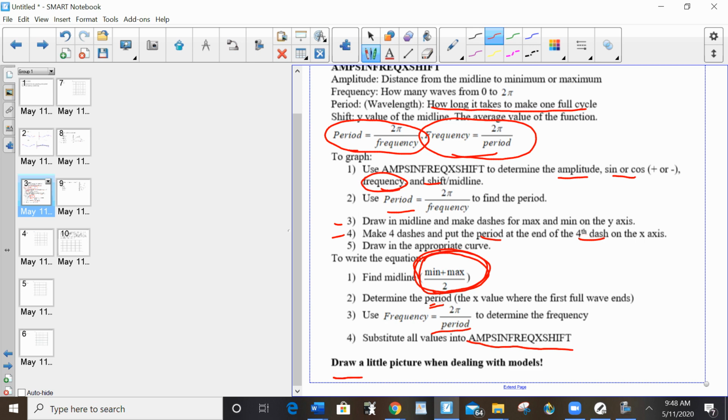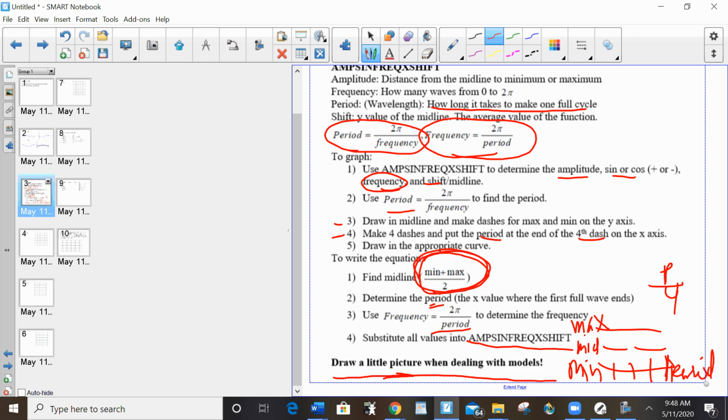And when you're dealing with models or anything that's a bit more complicated, or even if it's not more complicated, draw a little picture that has your min, your max, your midline, and your period. If you want to chop this up, you can do the period divided by 4. That will give you how much each dash is worth. But for most questions, you don't need to do that. But it is possible that there will be a question where you will.